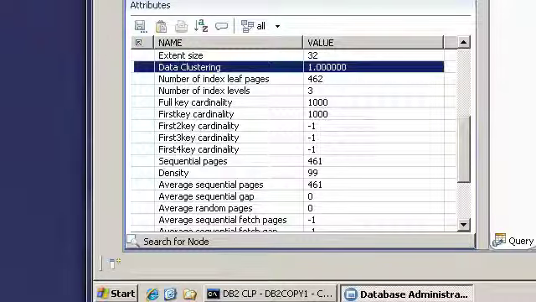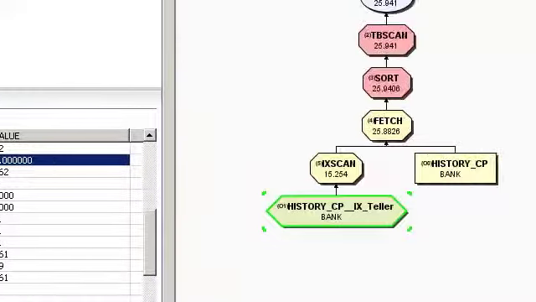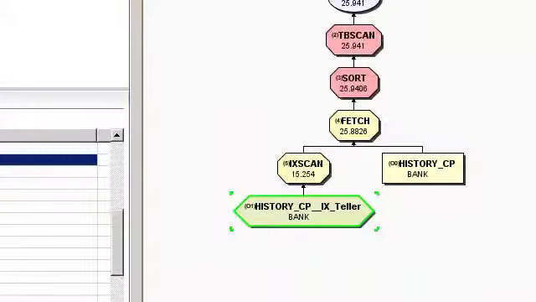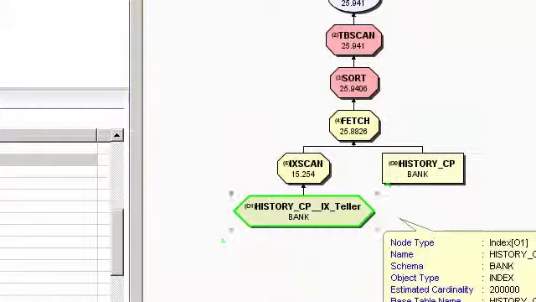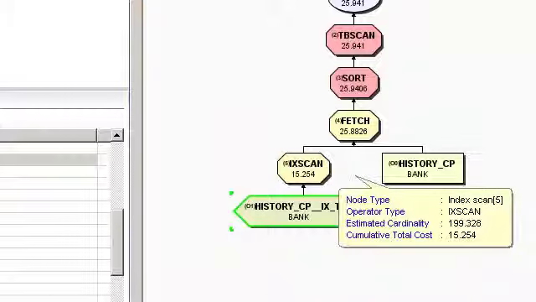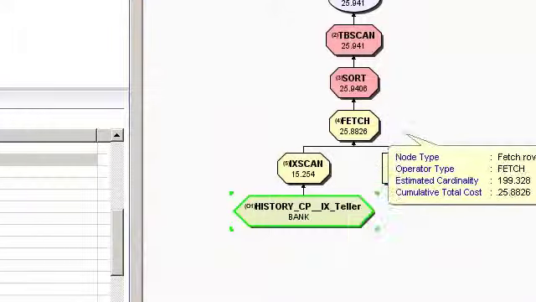One important element here, data clustering is at 1, which essentially means 100%. So it turns out that this table was reorganized with the reorg utility with this particular index being referenced. So the reorg utility arranged this table to perfectly match this index. And that's going to have a big impact, so we have a cost of 15 for the index scan.